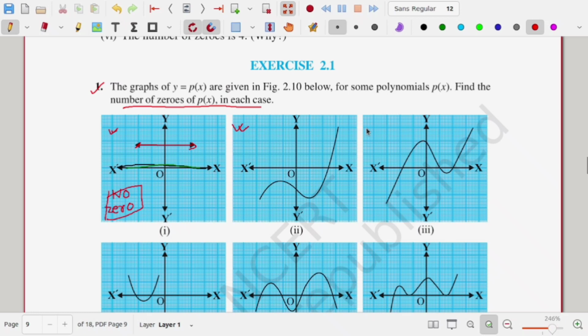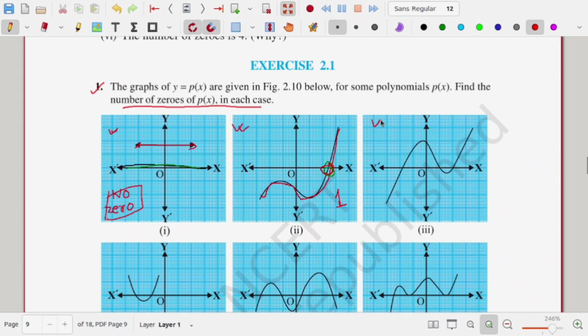Now coming to the second problem. Look at the graph. From here it's going down and up. It cuts the x-axis in one place, no? At this place. You can see here. In this place it cuts the x-axis. So one time. So the number of zeros will be 1 in this case.